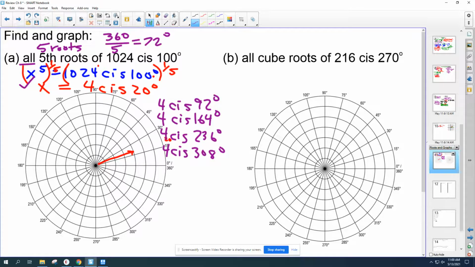So I've got 5 solutions there. 4 cis 20 was the first one. 4 cis 92. 164. And 236. And 308.